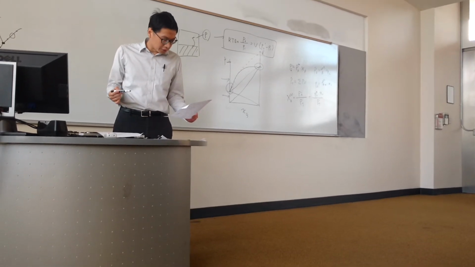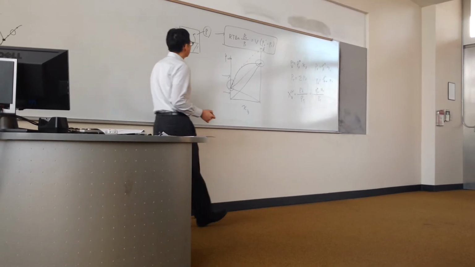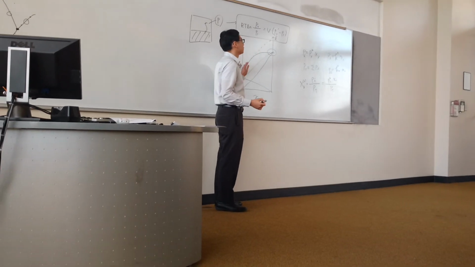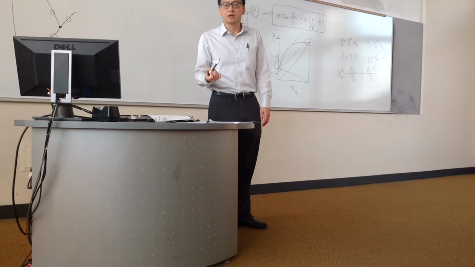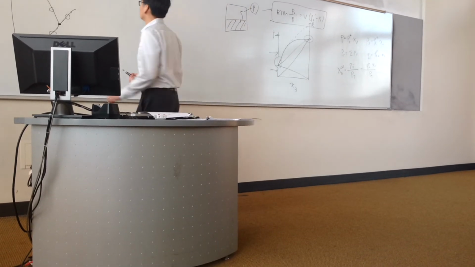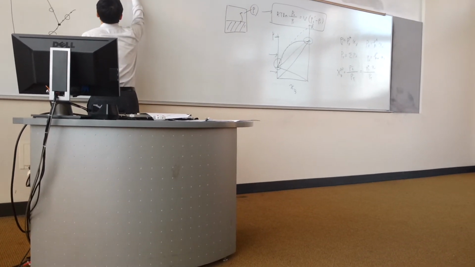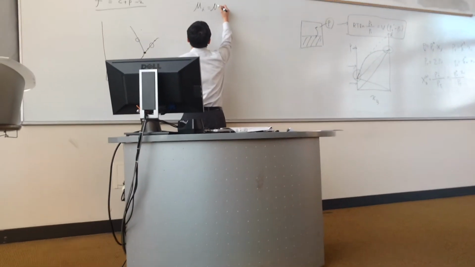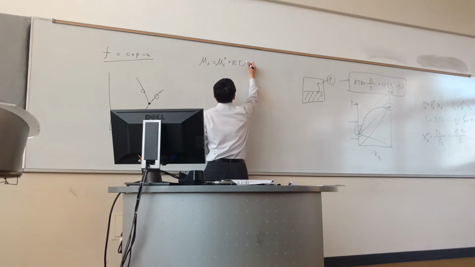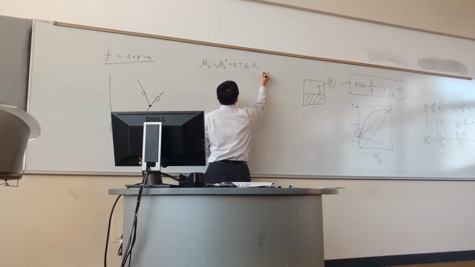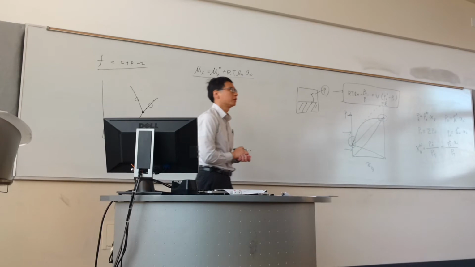So that's for Henry's law. And then how do we describe things happening in between these two extreme cases? You use activity. For all the components, you can always write mu_i equals mu_i naught plus RT natural log a_i. This is always true and you should remember this.